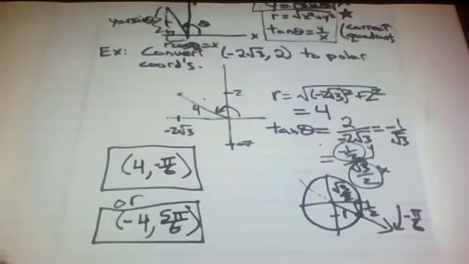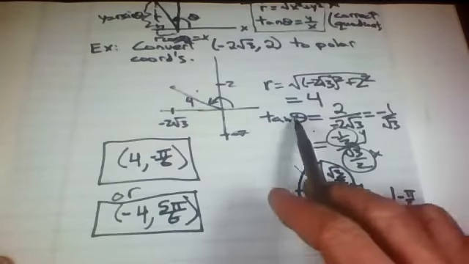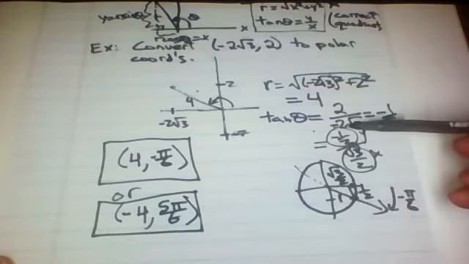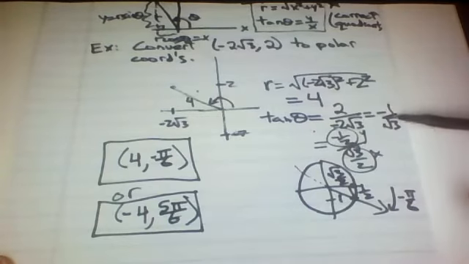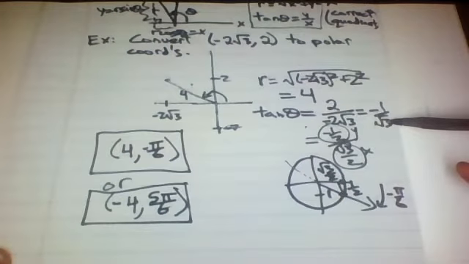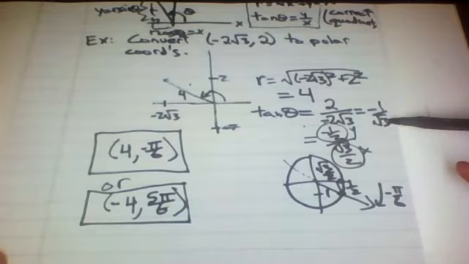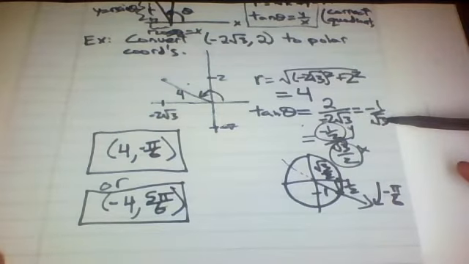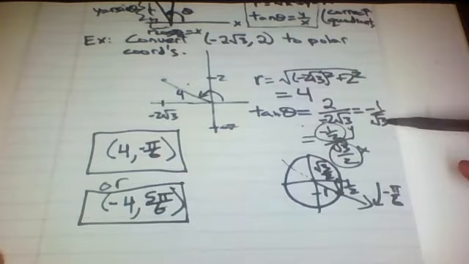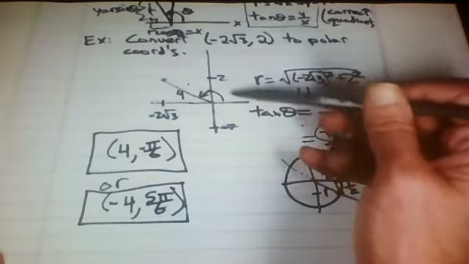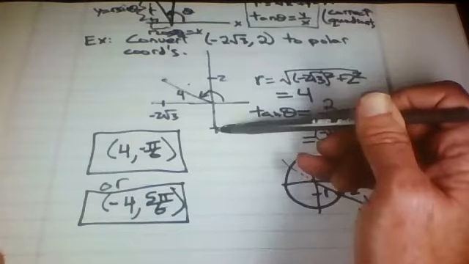r is 4, right? Then the tangent theta has to be y over x. Well, that's 2 over minus 2 square root 3. If I cancel the 2's, I can say it's minus 1 over square root 3. All right? How do I find theta? Well, you can say maybe it's the arc tangent, but you can run into the wrong quadrant that way, right? If I took the arc tangent of minus 1 over square root 3, it wouldn't tell me this angle. The arc tangent is between minus pi over 2 and pi over 2. It's first or fourth quadrant. So it would actually give me the wrong angle.